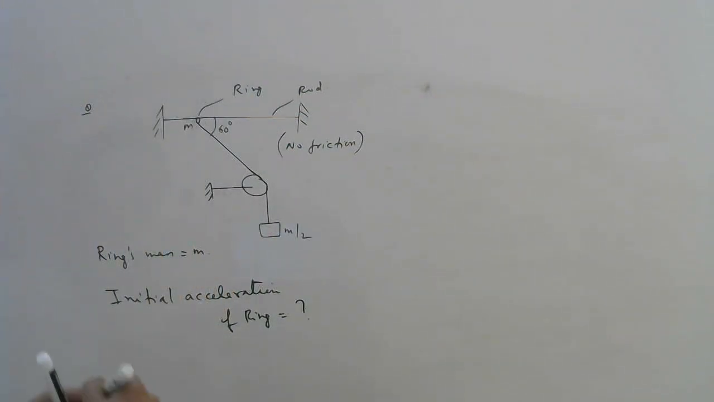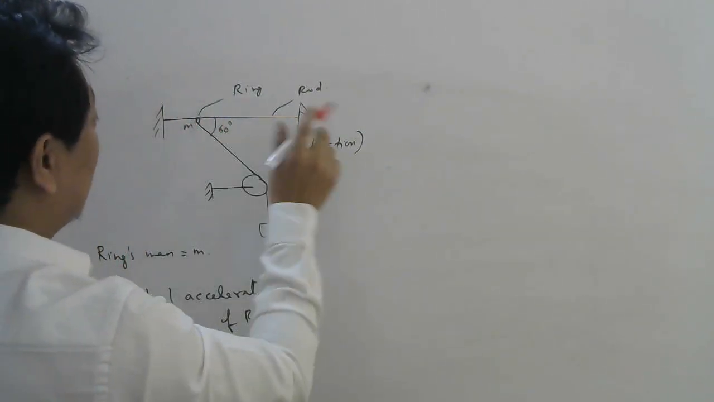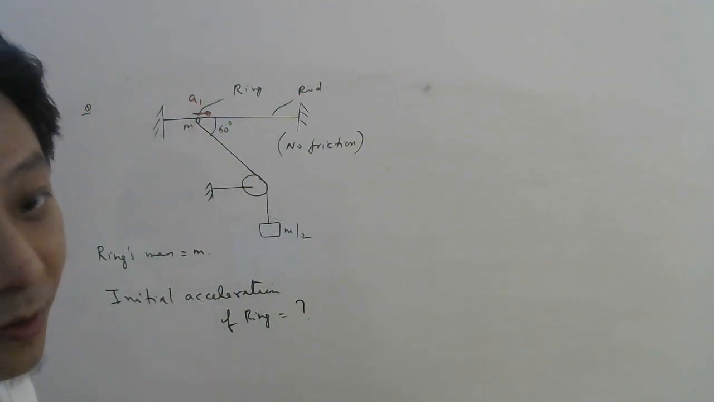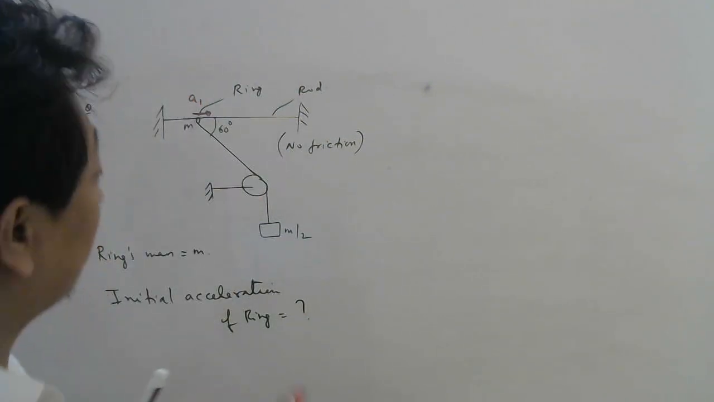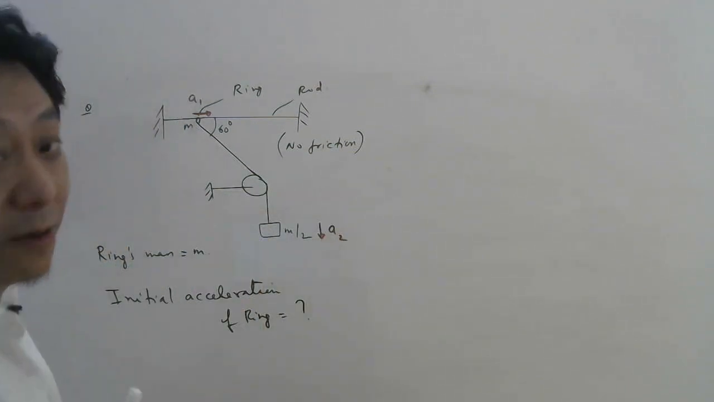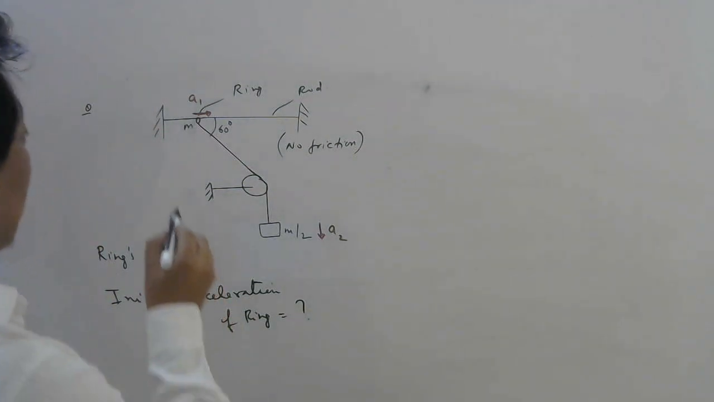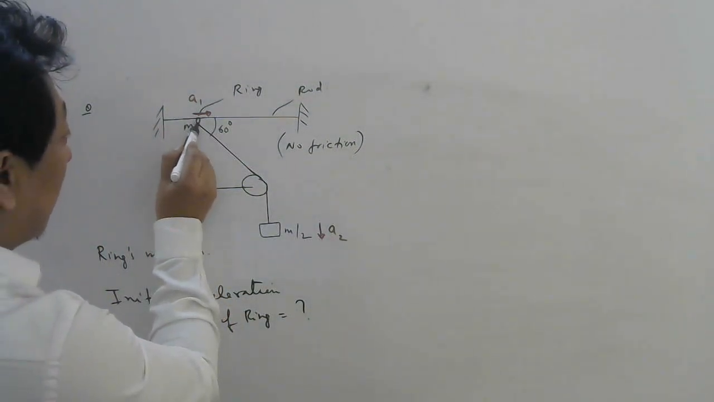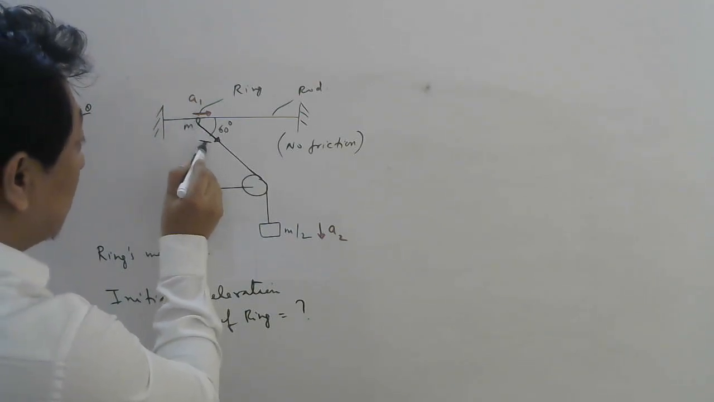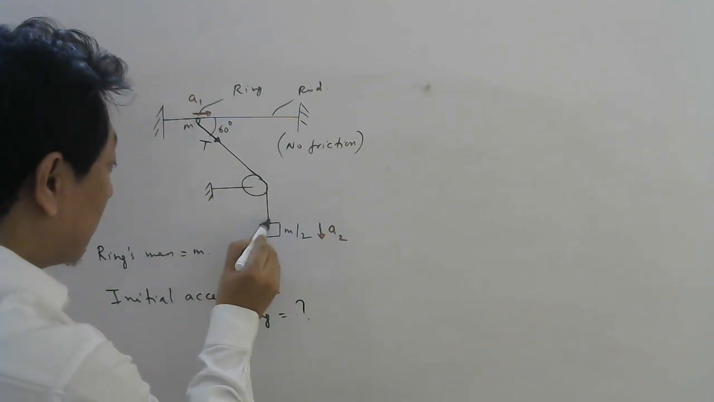Now obviously you know that since the ring is restricted to move along this rod, its acceleration will be this side. So let me call it A1. So A1 is the acceleration of the ring, and this block has acceleration A2 downside, let me assume. Now first we will derive the constraint relation. Remember here tension will be like this along the string away from this body. So this is your T. Same string, so here tension will be the same only, right?